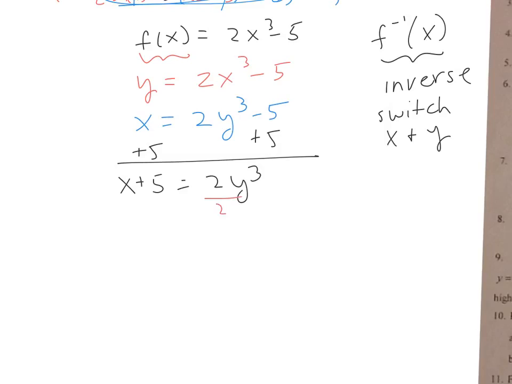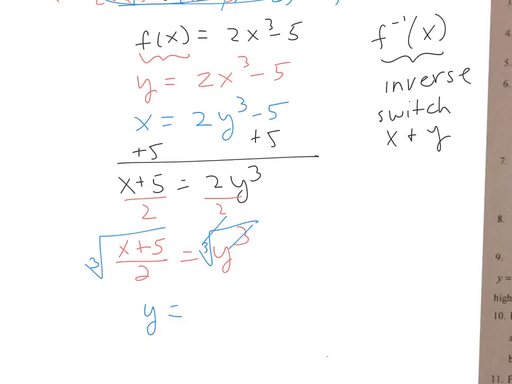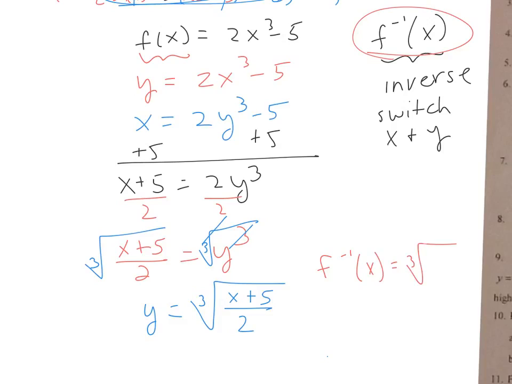Divide both sides by 2. X plus 5 over 2 is equal to y to the third. Now, how do we get rid of a third power? We take the third root of both sides, the cube root. So they cancel each other out. So I get y is equal to the cube root of x plus 5 all over 2. And I want to write it using inverse notation. So that's the inverse of f of x is equal to the cube root of x plus 5 all over 2.